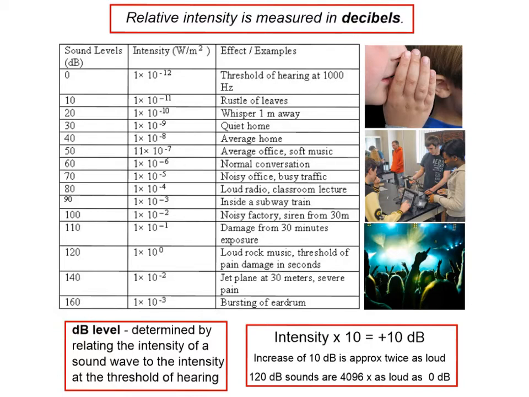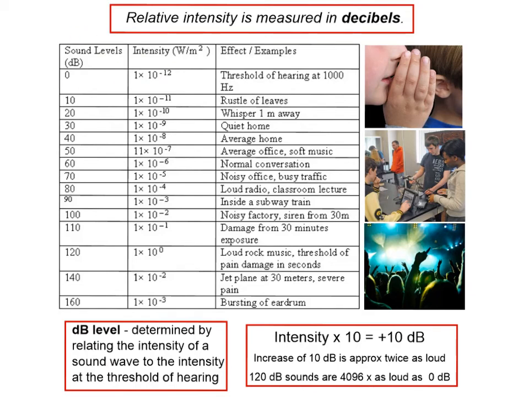This decibel scale is found by relating the intensity of any given sound to the intensity of sound at the threshold of hearing, and that's set at 0. And because it's a relative scale, it's dimensionless. There are no units because it's relating one intensity to another. This table shows the conversion of intensity into decibel levels.